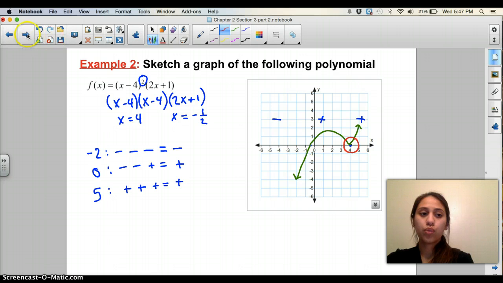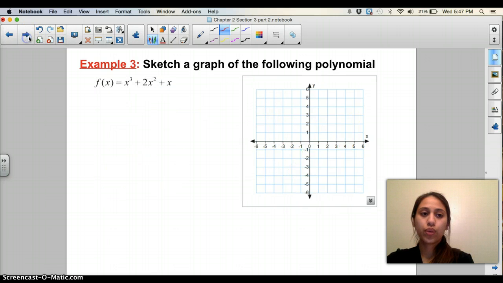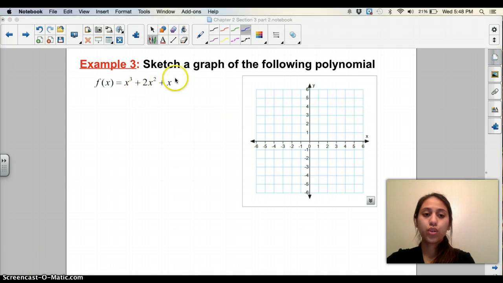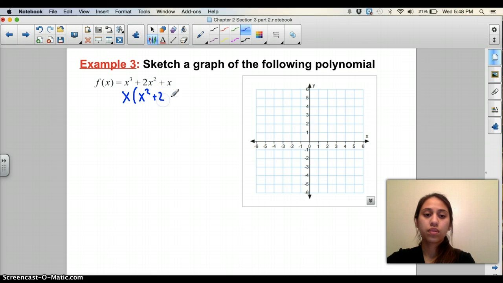Okay, so moving on to example 3. Very similar. So we're going to sketch the graph of the following polynomial. And you should notice that there's an x in common with all of these terms. So we can factor out an x. Then we'd be left with x squared plus 2x plus 1.